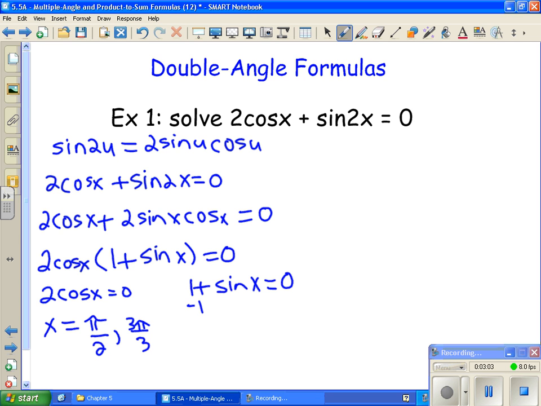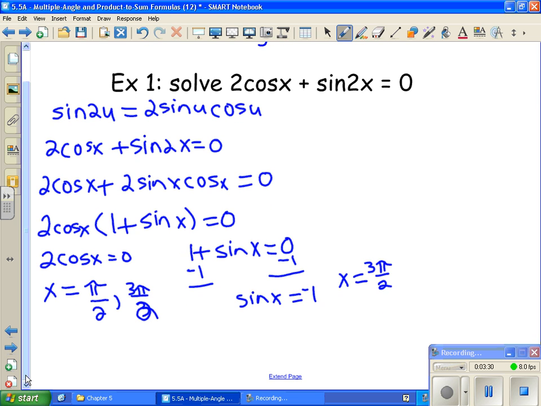Over here, I have to subtract 1 from both sides, and I end up with the sine of x equals negative 1. I ask myself, what angle has a sine of negative 1? And that angle happens to be 3 pi over 2. Make sure you change that to a 2, okay? All right, so I have just two angles now.